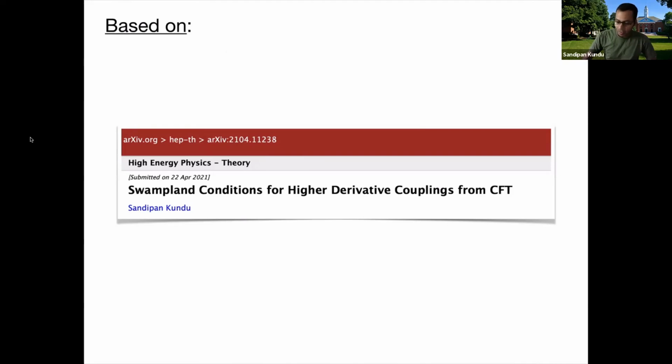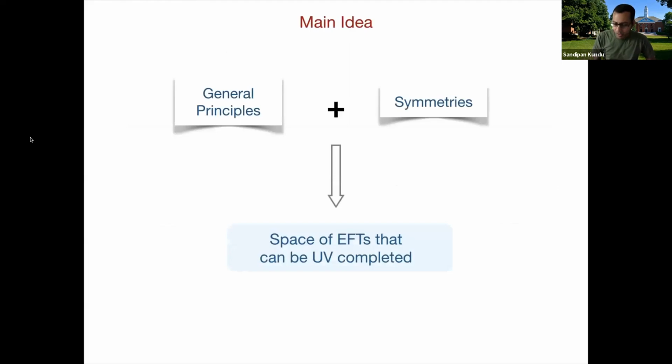So as I said, I'm going to talk about this paper of mine from a couple of months back. The main idea is actually very simple. The goal is to constrain the space of effective field theories from general principles and symmetries. In the last 10 years or so, this idea has gained a lot of attention, mainly because of the success of the conformal bootstrap program. But this is not a new idea by any means.